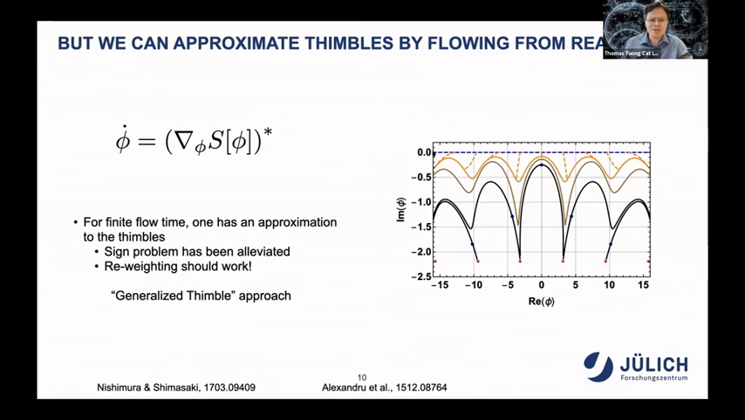Okay, so the idea is the following: we take any configuration on the real plane, we integrate this differential equation at a fixed finite flow amount. At the end, we come up with a new contour that, for example, with a fixed flow time is represented by this orange curve here. And this flow should be a better approximation to the actual thimbles themselves, okay? If we flow even longer, we would then have another manifold or another curve, this brown curve here, for example.